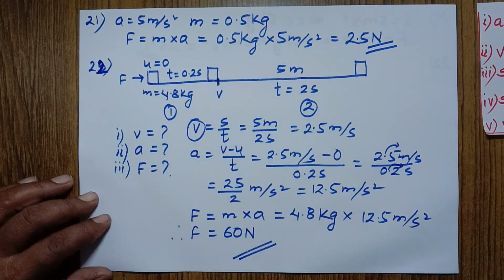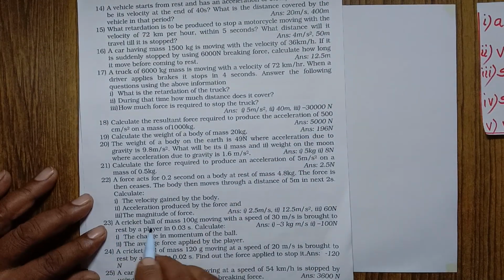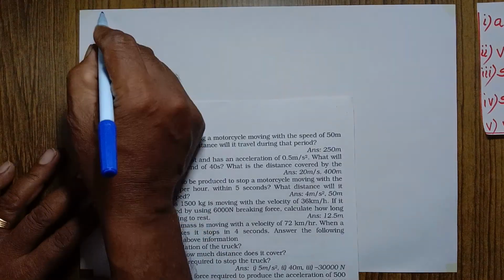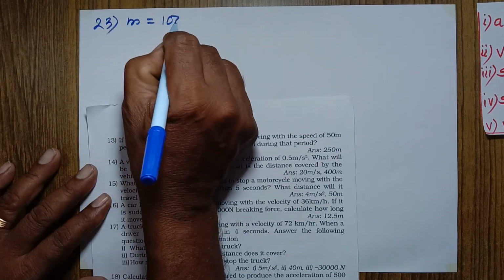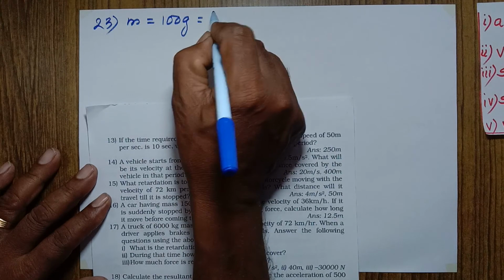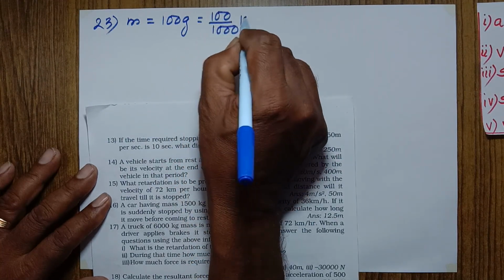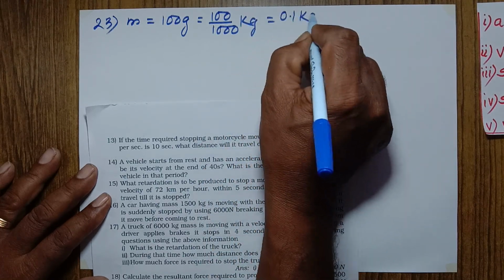Now I want to tell you a little more. These numericals are a little different than what I taught in the previous class. Now let's go through another question. Question number 23. A cricket ball of mass 100 gram moving with a speed of this much. Mass of cricket ball is 100 gram. And we are using the SI system, that's why 100 gram can be converted into kilogram by dividing it by 1000. This is 0.1 kilogram.